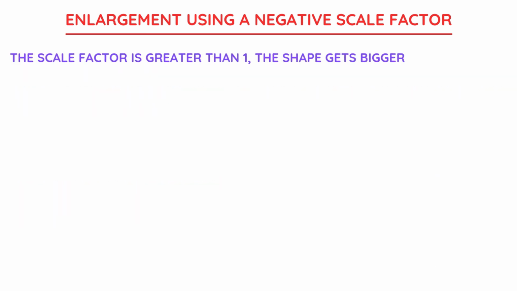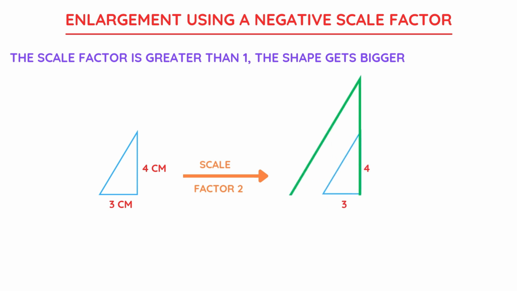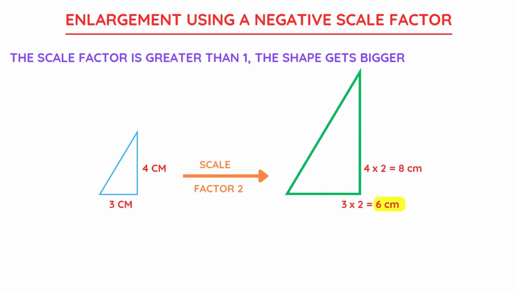When the scale factor is greater than 1, the shape gets bigger. For example, if a right triangle has a base of 3 centimeters and a height of 4 centimeters, and the scale factor is 2, all dimensions are doubled. So, the new triangle's base becomes 6 centimeters, and its height becomes 8 centimeters.